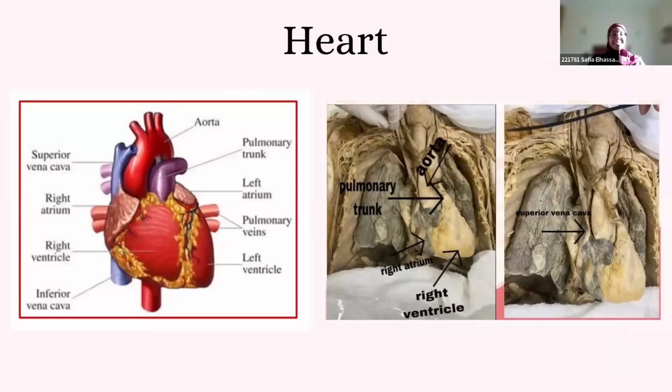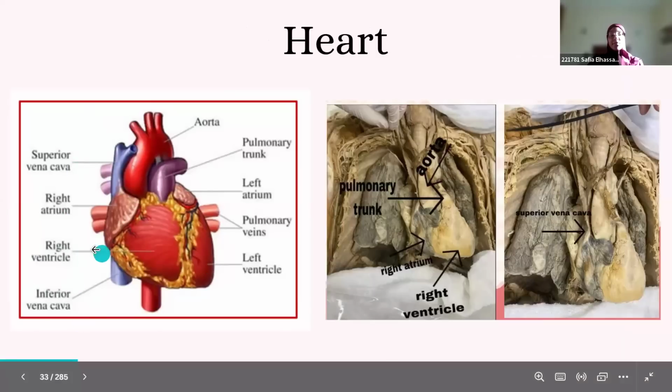Okay, so now finally let's talk about the heart. The heart is a muscular organ whose function is to pump blood all around the body. And it has 4 chambers, so it has the right atrium and the left atrium, and it has the ventricles, right ventricle and left ventricle. So it receives deoxygenated blood from the body through the superior vena cava and the inferior vena cava. And these drain into the right atrium.